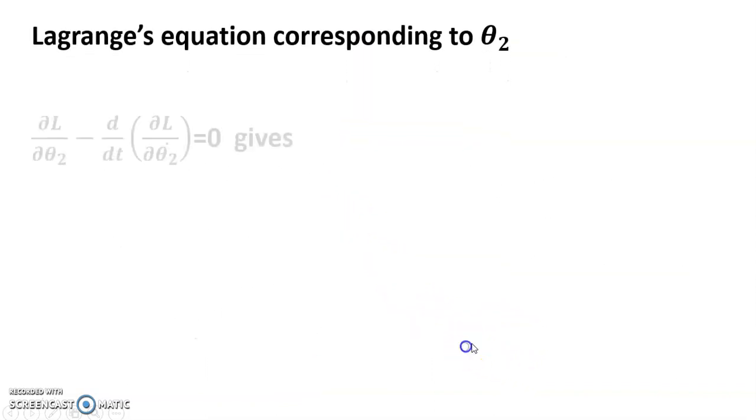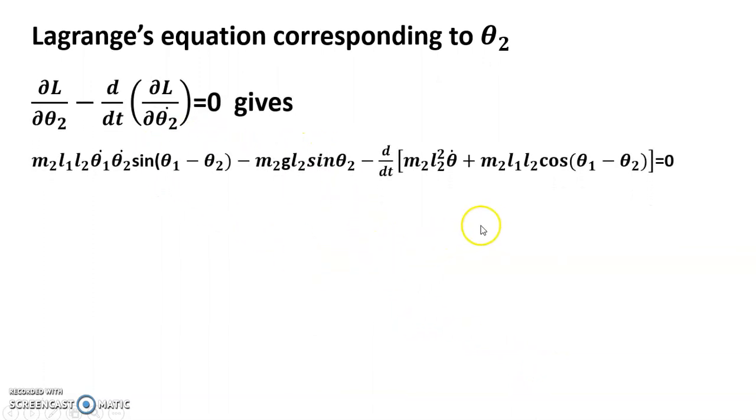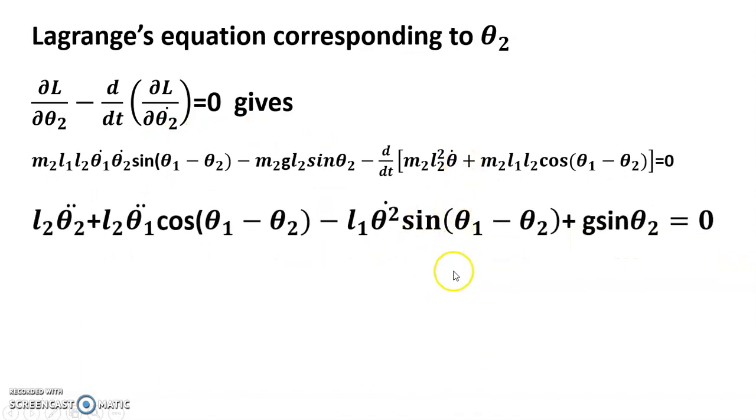And for Lagrange's equation corresponding to theta 2, I get this value del L. This is also theta 2, the same. This is a typing mistake, and this is also the same, theta 2 theta 2 theta 1, and here it is theta 1, L1 theta 1 dot whole square.